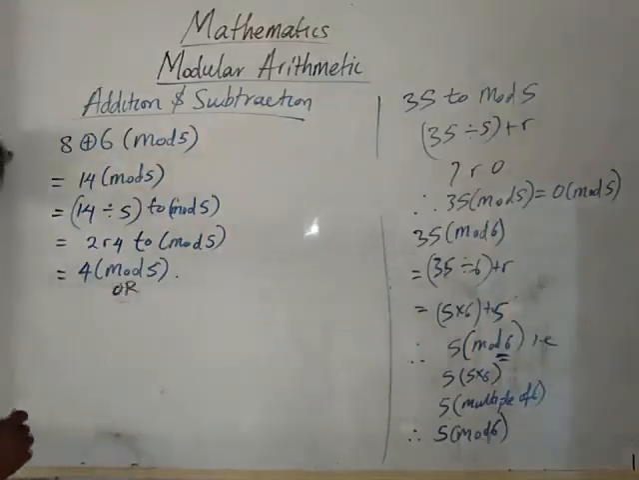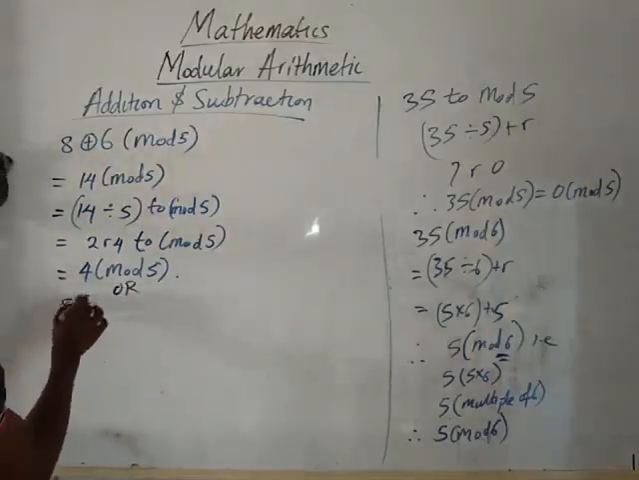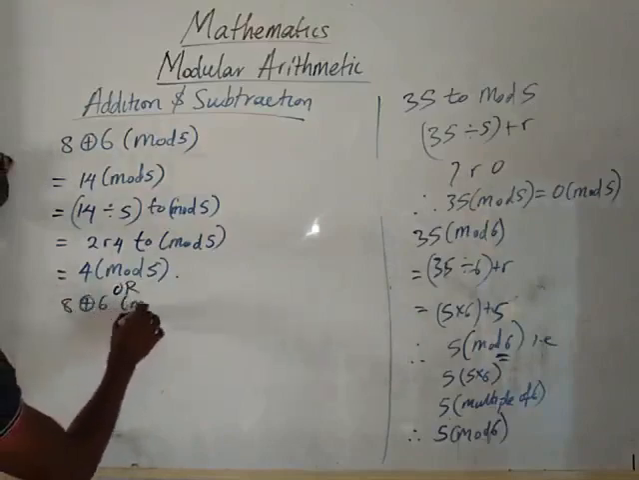Sometimes you can also take it this way: 8 plus 6 to mod 5.